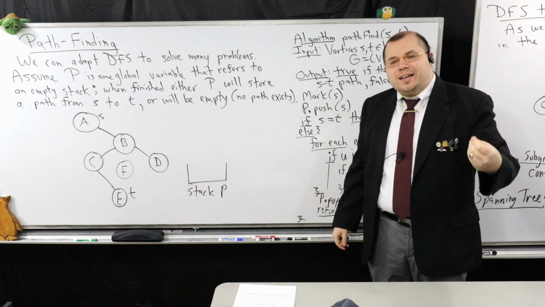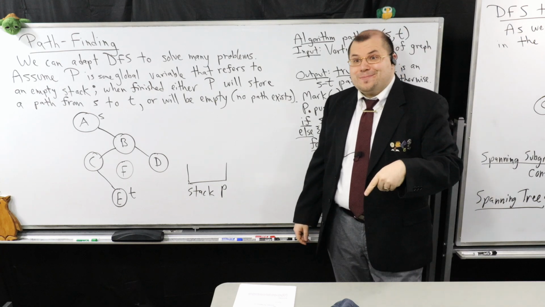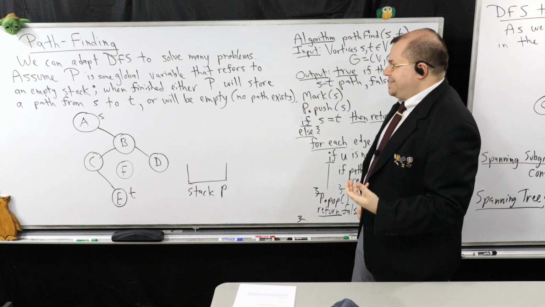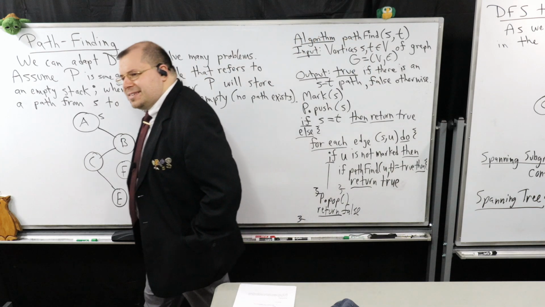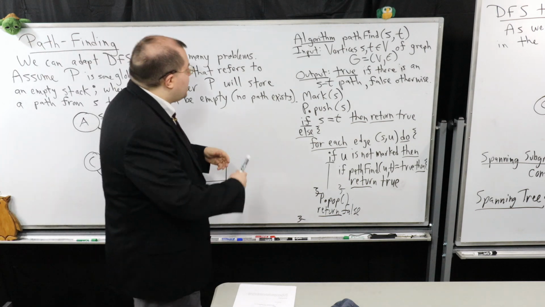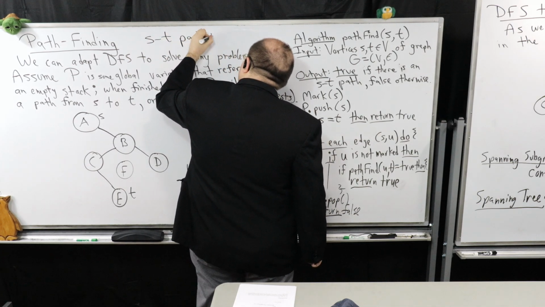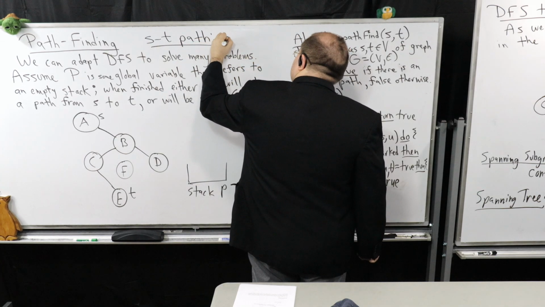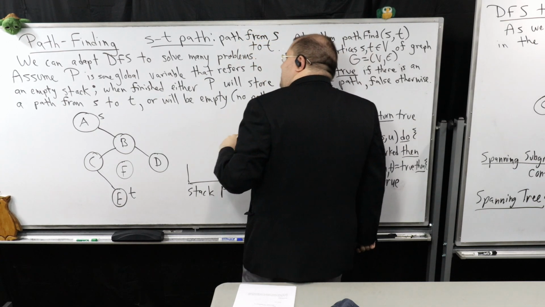Here's the idea: I'm going to adapt DFS so that I use this stack to keep track of my path. You might ask, Dan, how are you going to do this? Let's go through the process of DFS and see if we find anything interesting. One thing I need to remark on is that I want to find a path from S to T. There'll be two designated vertices, S and T, and this is often called an ST path. An ST path is simply a path from S to T.